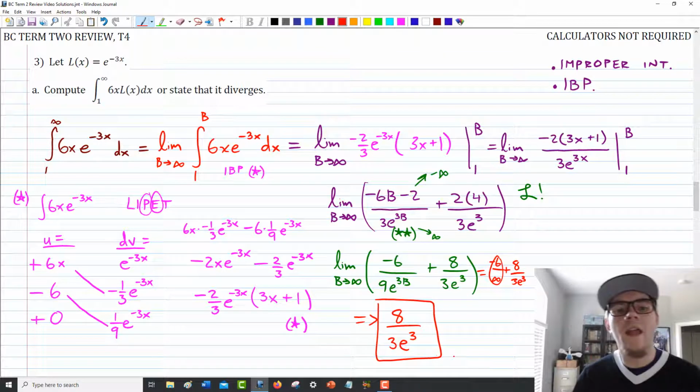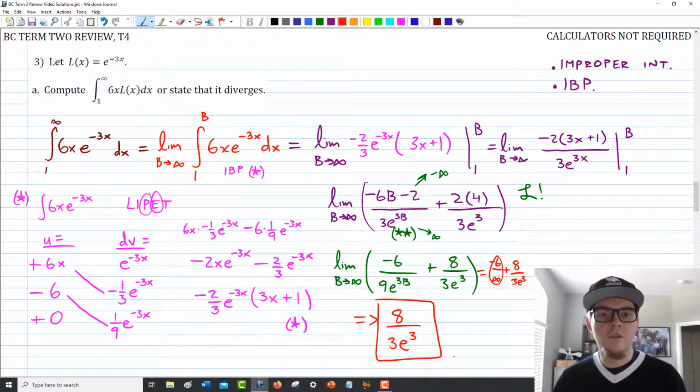That was an adventure itself too. So again, trying to combine a couple skills together, ended up maybe making that a little bit harder than it was, but I think this is a pretty fair question. It's just a challenging problem, really. So there's our answer though. We found that this integral does converge, and the value it converges to appears to be 8 over 3e cubed.